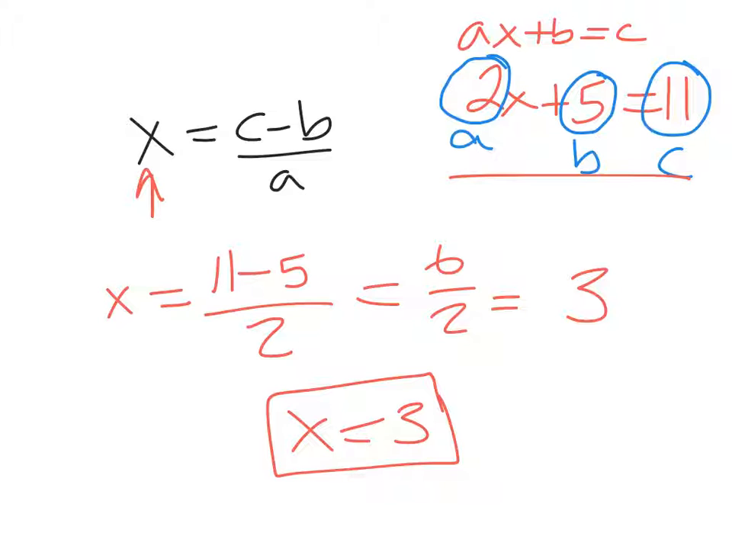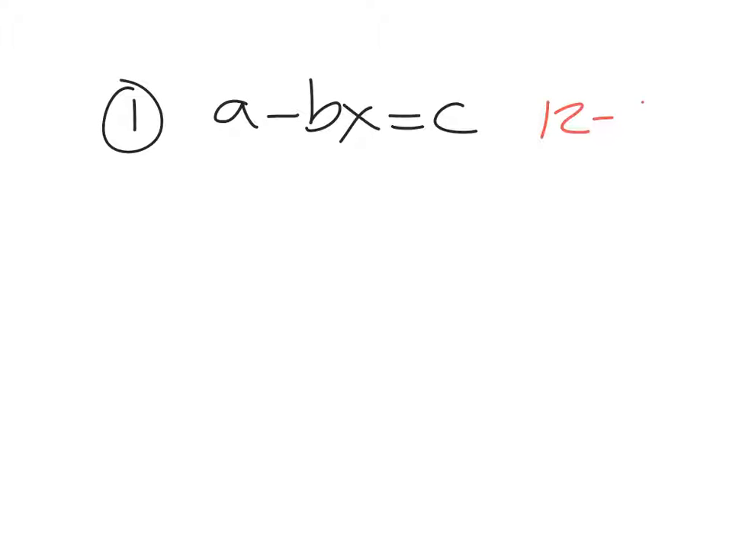So you can always rearrange an equation, as long as it doesn't have an exponent, to the standard form. And when it's in the standard form, you can use it to solve for a variety of things. So let's do another one to practice real quick. You can choose whether or not you want to put this in the journal. So we have a minus bx equals c. This one's a little bit different. We're going to solve this for x, and then we're going to use 12 minus 5x equals negative 3.